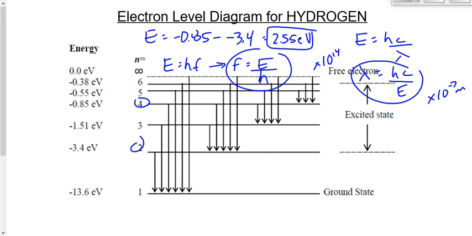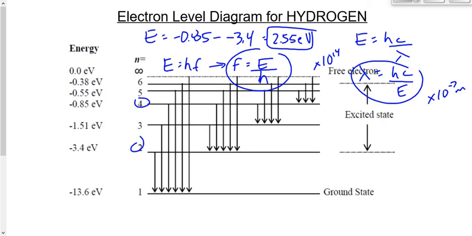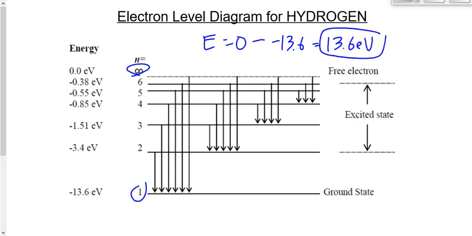And finally, the last question, question number 4, says, what's the ionization energy for an electron on the 1st level of the hydrogen atom? The ionization energy, what does that mean? Yeah, it's the energy required to completely remove it. All right, so let's figure that out. We want to go from level 1 to level infinite. The energy required to remove that would be 0 minus negative 13.6, which is just 13.6 EVs. All right?